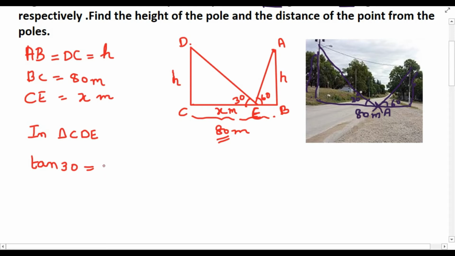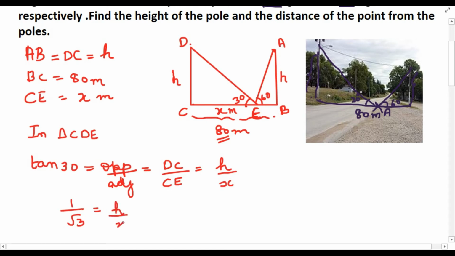So tan 30 is opposite side by adjacent side. And here opposite side is DC, adjacent side is CE. So which is equal to H by X. And tan 30 value, you know, is 1 by root 3, equal to H by X. Now we'll cross multiply this. Root 3 H equal to X. So let this be equation number 1.